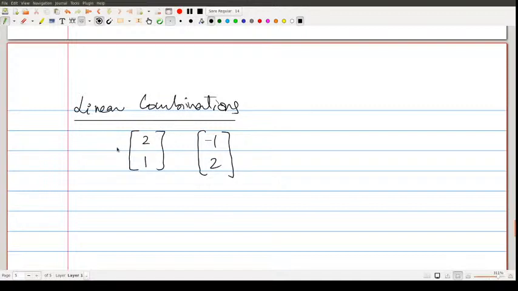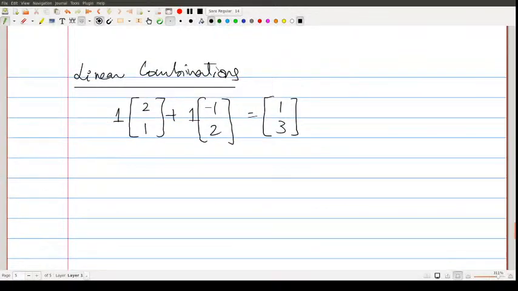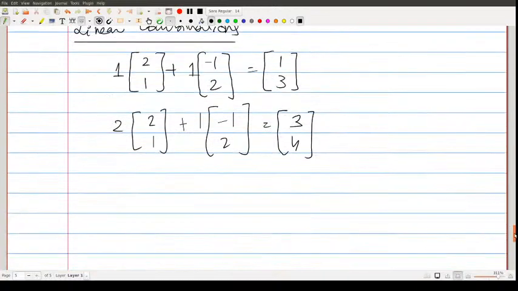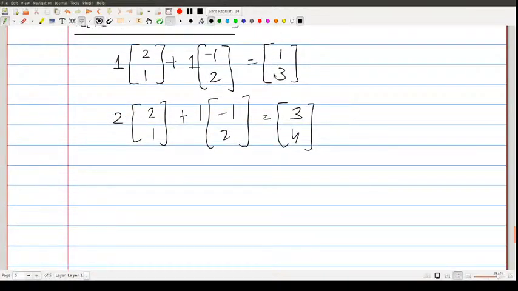So maybe I can multiply this with 1 and this with 1, and what do I get? 2 minus 1 is 1, 1 plus 2 is 3. So that's one possible linear combination. Another combination can be I multiply this by 2, so 2 times 1 plus 1 times this, minus 1 times 2. So I get 4 minus 1 is 3, and 2 plus 2 is 4. So that's another vector that we can get. If I take 2 of this vector and 1 of this vector, I can get this.